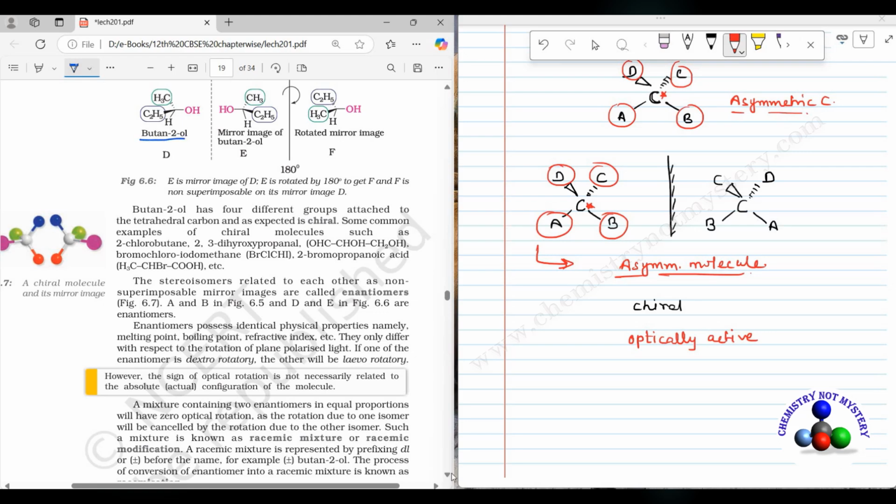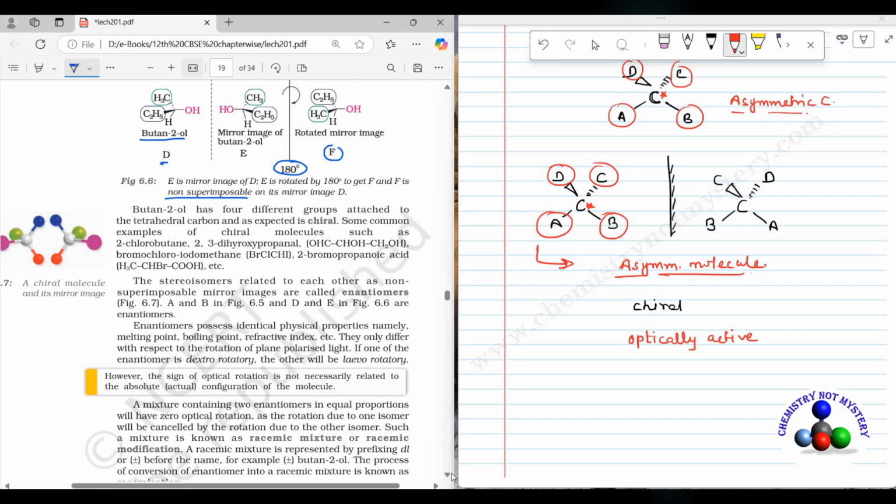When you place a mirror in front of it, the OH which is bonded on the right side appears on the left side in the mirror. Here this is CH3, C2H5. Again, rotate the molecule by 180 degrees, you will get structure F. When you try to overlap structure F on structure D, these two are non-superimposable.